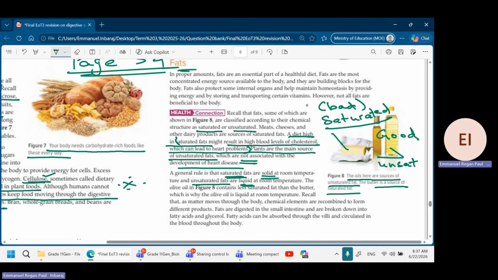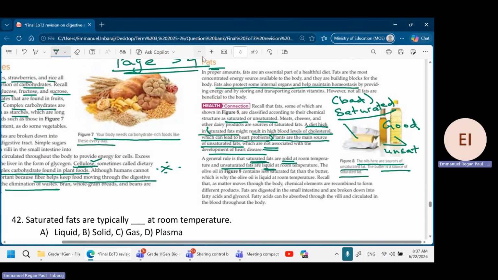And what is the function of fat? The fat protects some internal organs and helps to maintain homeostasis. So it protects your internal organs and helps to maintain homeostasis. This is the function of fat. Now let's look at some of the questions here.